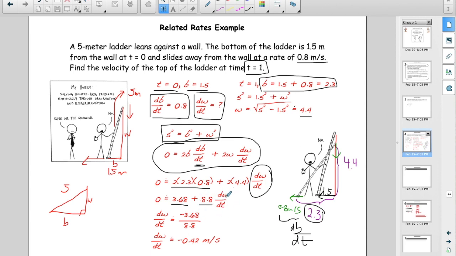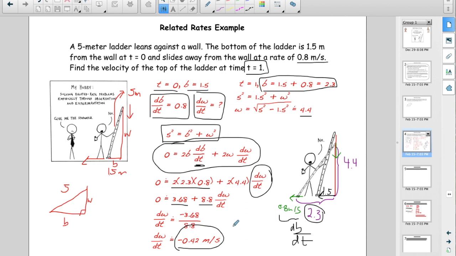I'm going to now isolate. So let's say I bring this over to this side. I'm going to get negative 3.68. Then I'm going to need to divide by 8.8 in order to isolate for dW by dt. So dW by dt is negative 3.68 divided by 8.8, which is approximately 0.42. The reason we have to use approximate is because 4.4 was approximate. So dW by dt is approximately negative 0.42 meters per second.